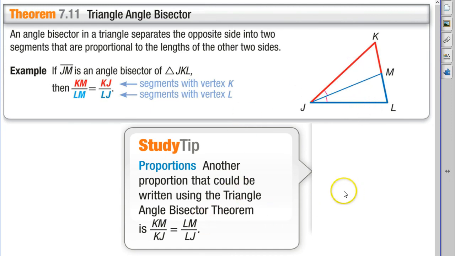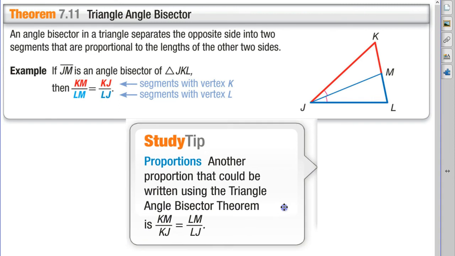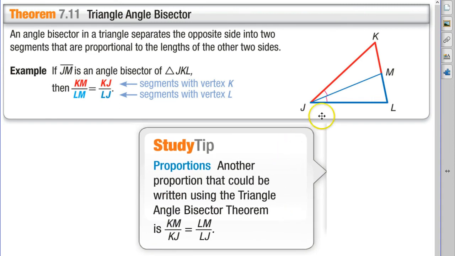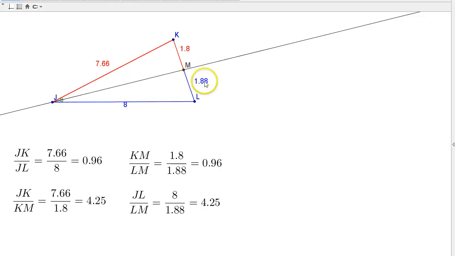The other way, which is the second part for you to write into your notes, and this is the way that it just makes more sense to me, is to compare KJ and KM to each other. The two parts that are next to each other have to equal the other two parts that are next to each other. So KM to KJ equals LM to LJ. And here's a little visualization of that so you can see it.